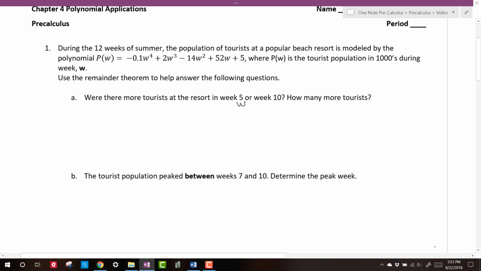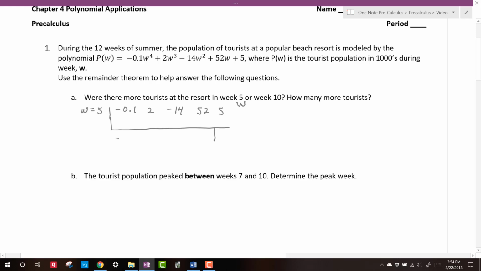Okay, so basically what I'm going to do is take x equals 5, or in this case W equals 5, and I'm going to take my coefficients here, so negative 0.1. I'm not missing any exponents up here, so this next one will be 2, and then negative 14, and then 52, and 5. And I'm going to divide this using synthetic division again here. Right, and that's for my remainder right there.